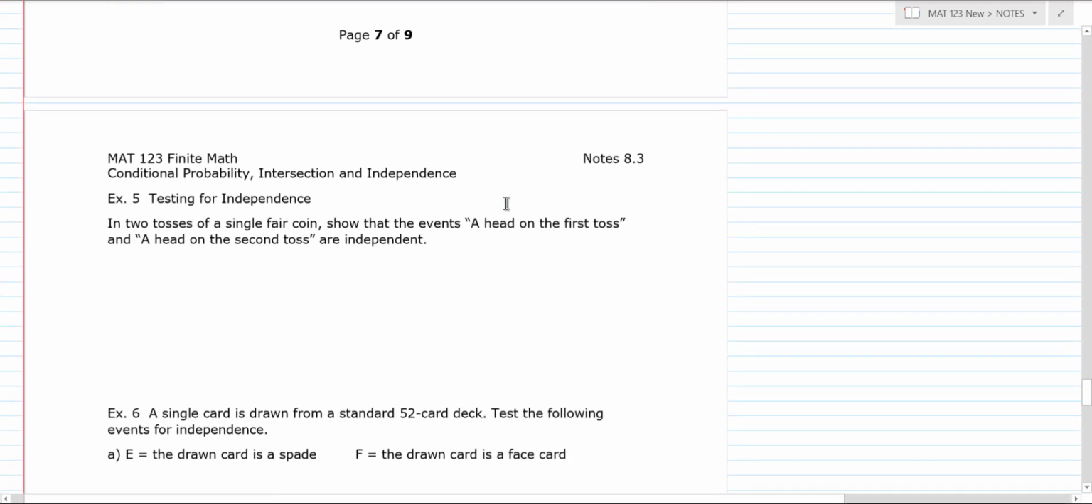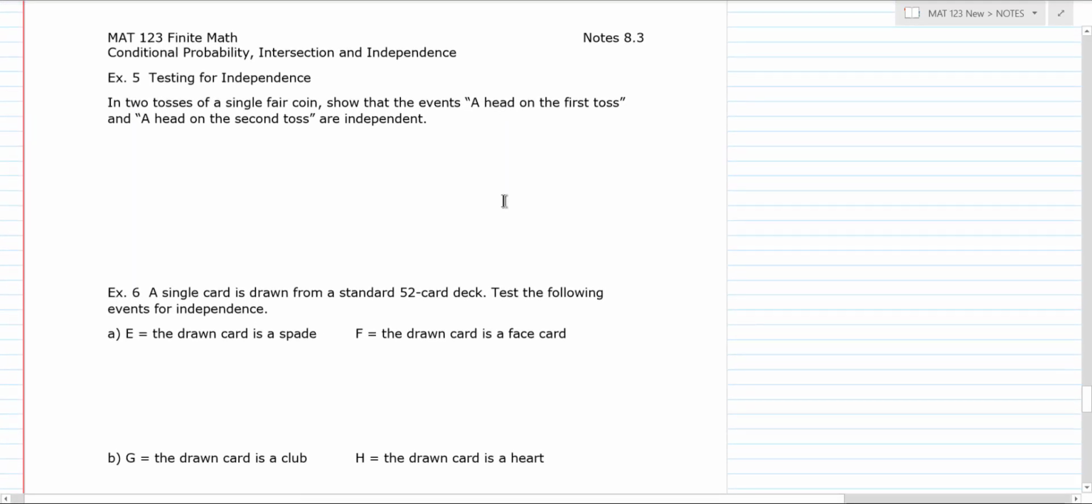So let's see. The idea on this example 5 here, I read the problem. It says, in two tosses of a single fair coin, we're going to show that the events A, a head on first toss, and B, a head on second toss, are independent. So the first thing we're going to do in figuring out if they're independent or not is write down what the sample space is. Now, you could do a tree diagram, but it's not really necessary on this. If you toss two coins, I'll just go ahead and do it. You have head, tail on the first, head, tail on the second. So there's 4 things that can happen.